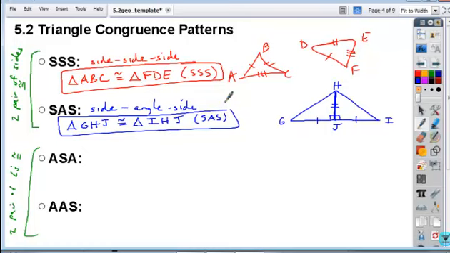All right, those are the 2 triangle congruence patterns that involve at least 2 pair of sides. The last pair here involve at least two pair of angles. The first is ASA, so angle, side, angle. If you have two pair of angles that are congruent plus the included side between them are congruent as well, then the entire triangles are.